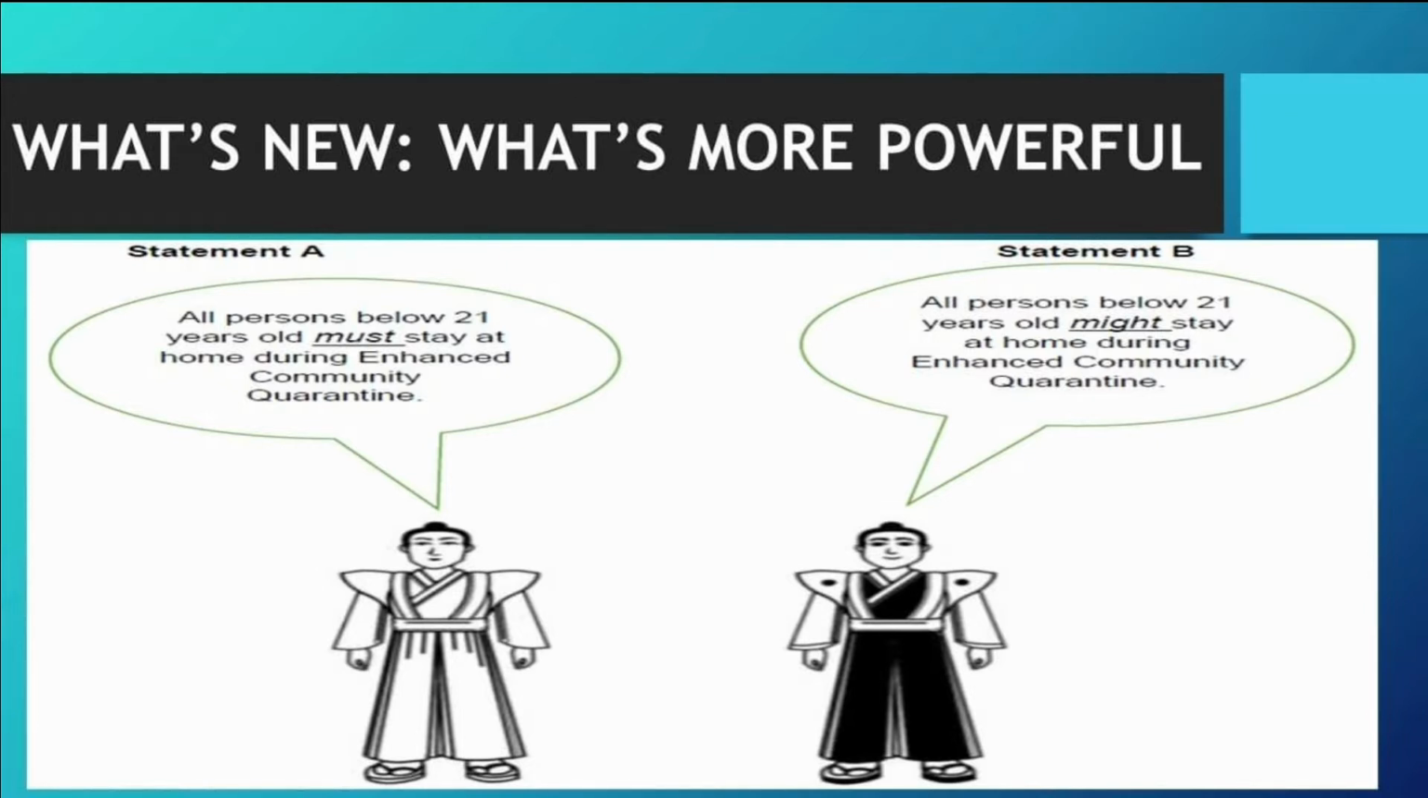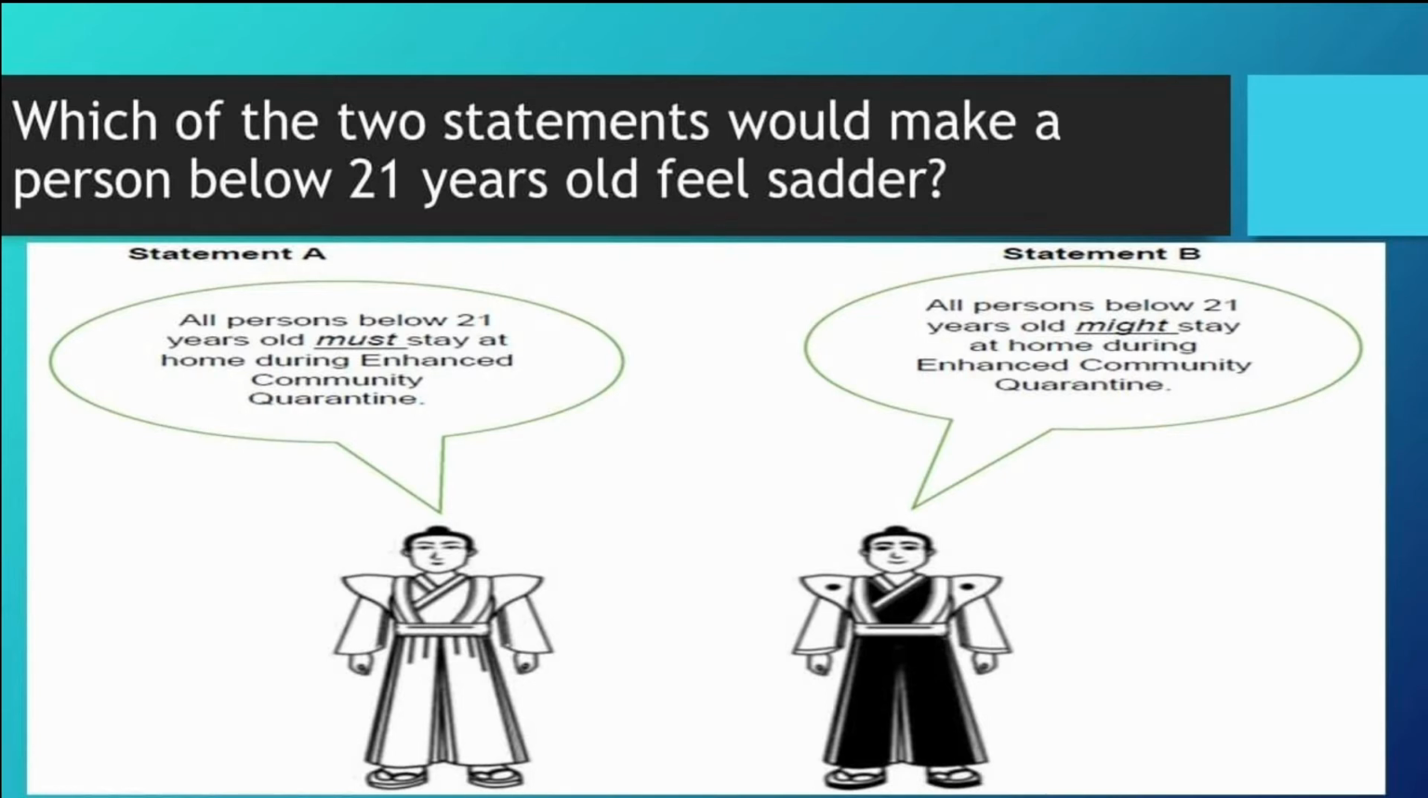Okay, so for statement A: all persons below 21 years old must stay at home during enhanced community quarantine. For statement B: all persons below 21 years old might stay at home during enhanced community quarantine. Alright, so as you can see, we have here a question. Which of the two statements would make a person below 21 years old feel sadder? So, which do you think? Is it statement A or statement B?